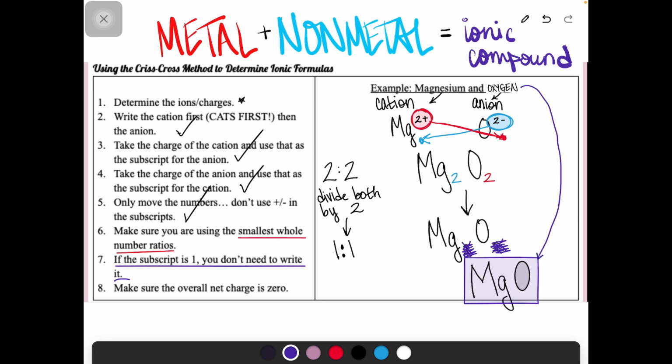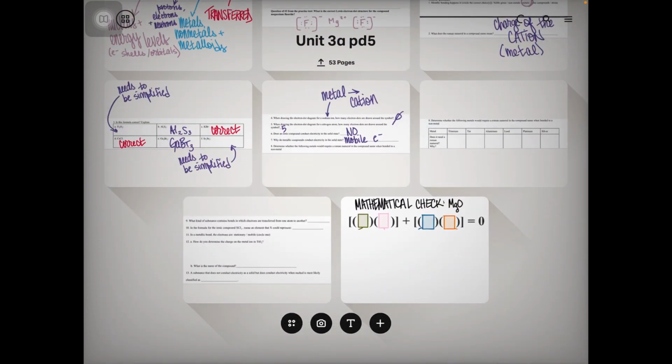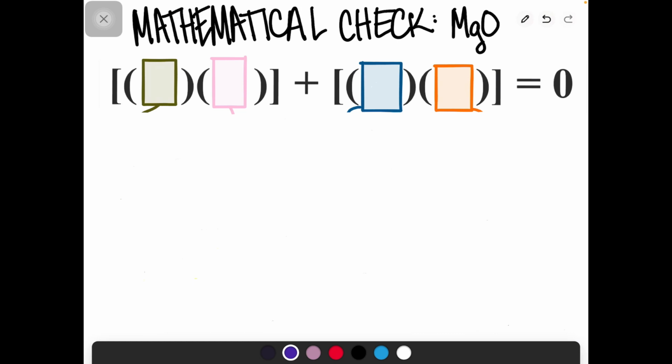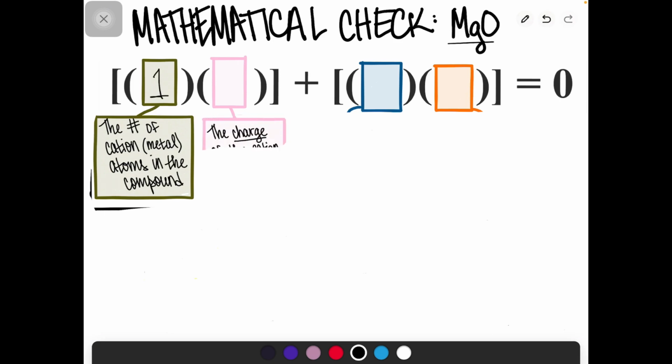Okay, and then my last step is make sure the overall charge is 0. So let's see how we do our mathematical check. Okay, so for MgO, my first thing I'm going to write is the number of cation atoms in the compound. So let's see, how many cations do I have? I just have 1. Okay, so for my second thing, I'm going to put the charge of the cation. That was +2, if we remember.